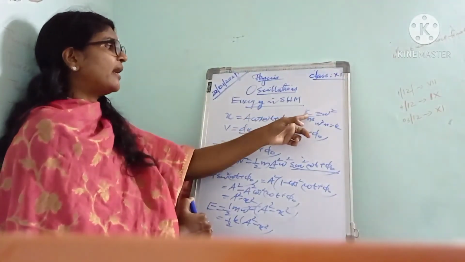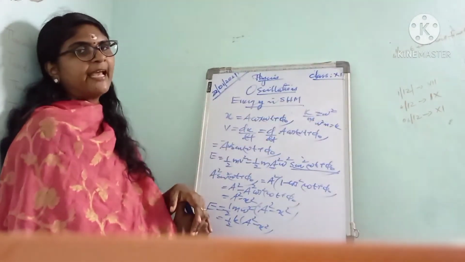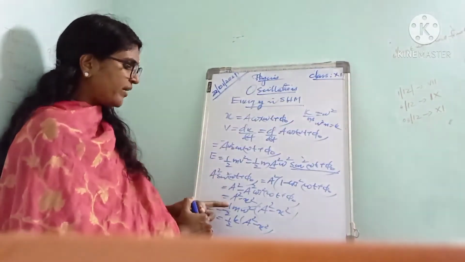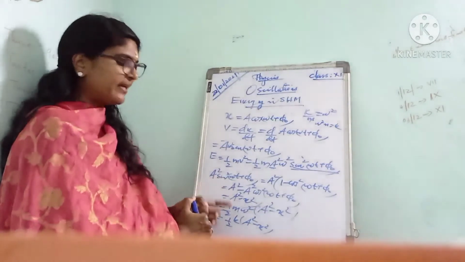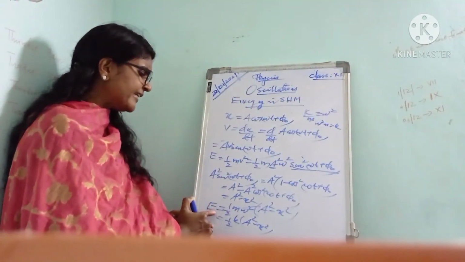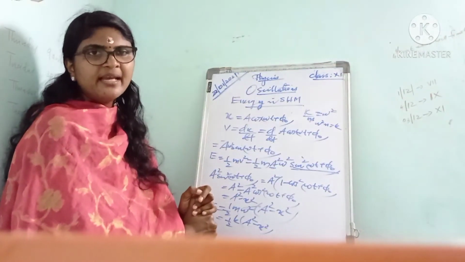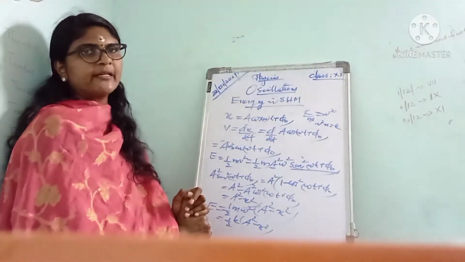But you know k by m equal to omega square, so omega square m equal to k. So here instead of m omega square we can substitute k. So the kinetic energy E equal to half k into a square minus x square.